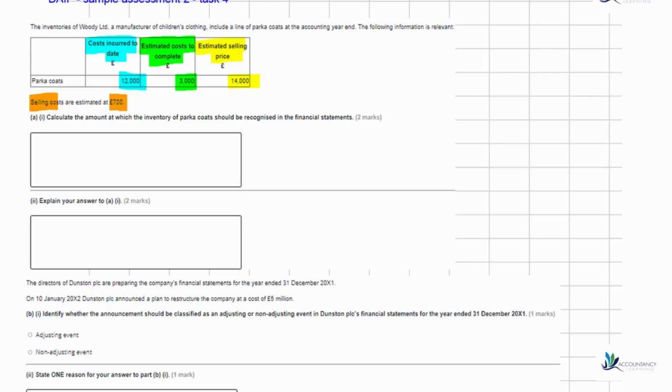And then the question says, calculate the amount at which the inventory of Parker should be recognised in the financial statements. Well, according to IAS 2, inventory should be stated at the lower of cost and the net realisable value. So why is this? What's the significance of this rule in the standard?